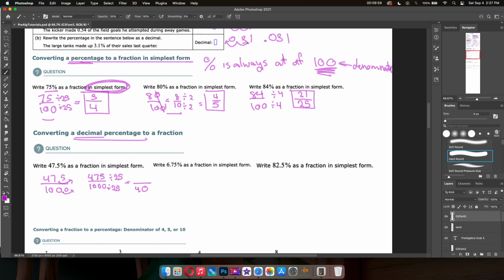Let's see if I can do this in my head. 16 plus 3 is 19 over 40. Those of you with the fancy scientific calculator, let me know in the comments whether I did that right in my head.